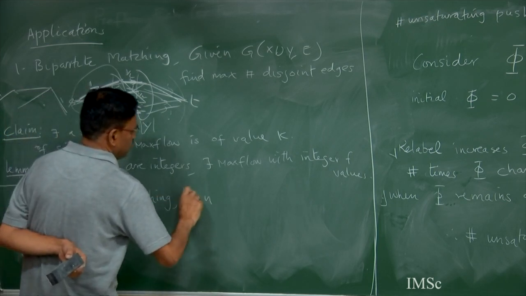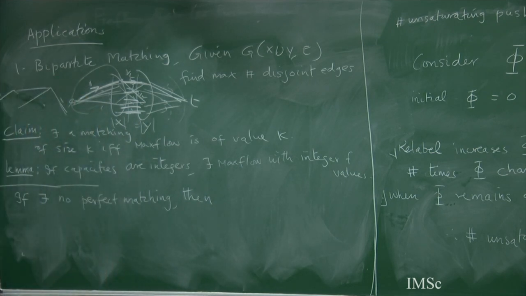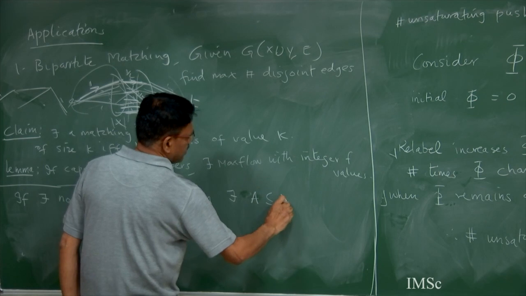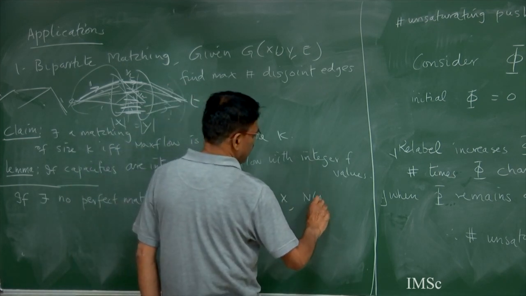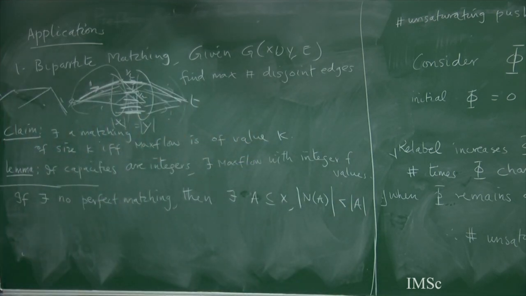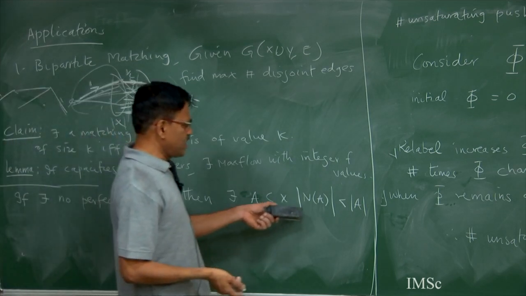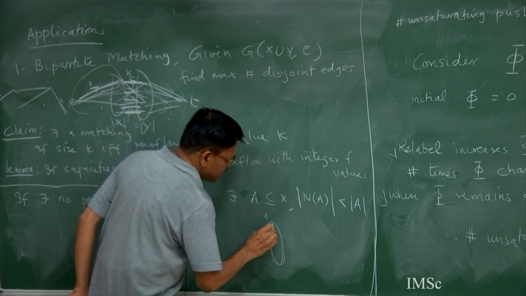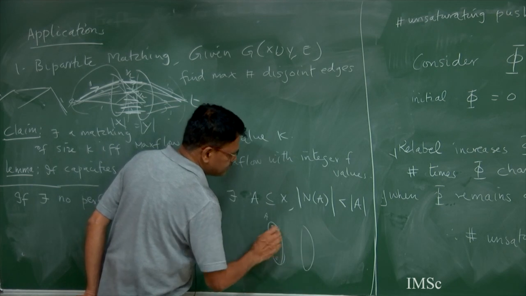If there exists no perfect matching, then there exists a set A contained in X such that the cardinality of the neighborhood of A is strictly less than the cardinality of A. What theorem is this? This is called Hall's theorem, right? The direction is clear: if there is some subset for which the neighborhood is strictly smaller, then if you pick that subset, you don't have enough neighbors to match.